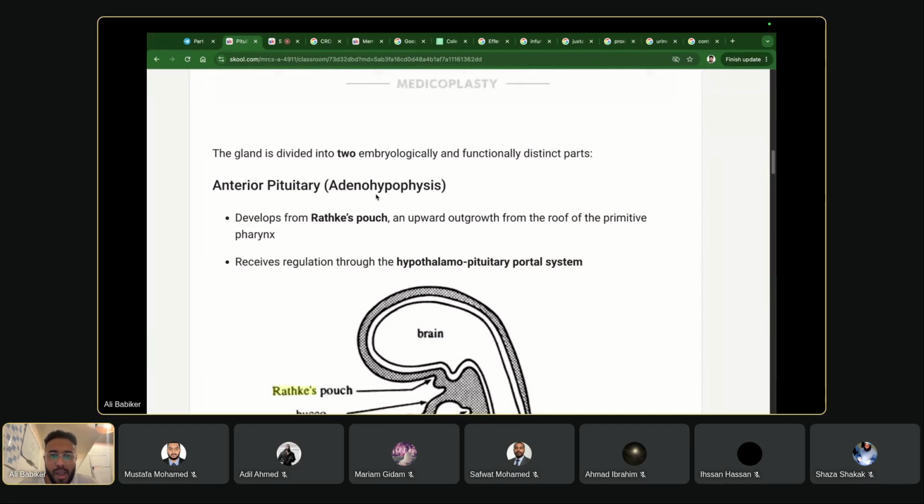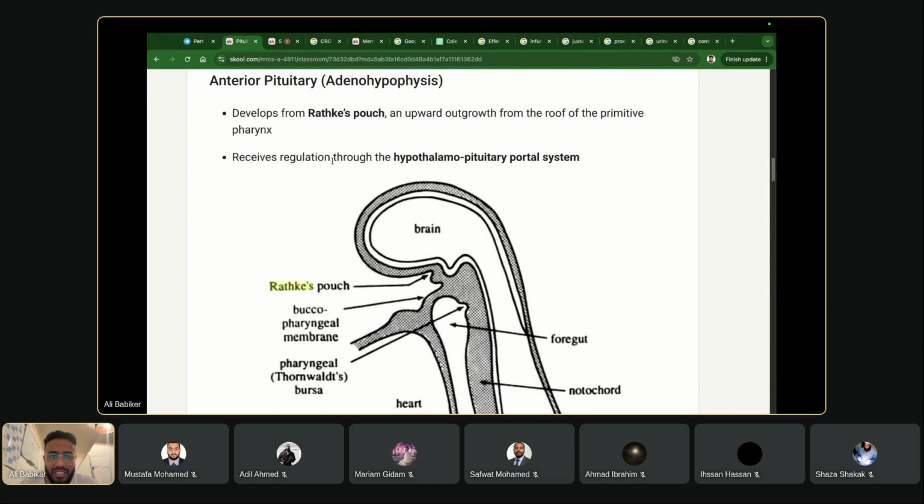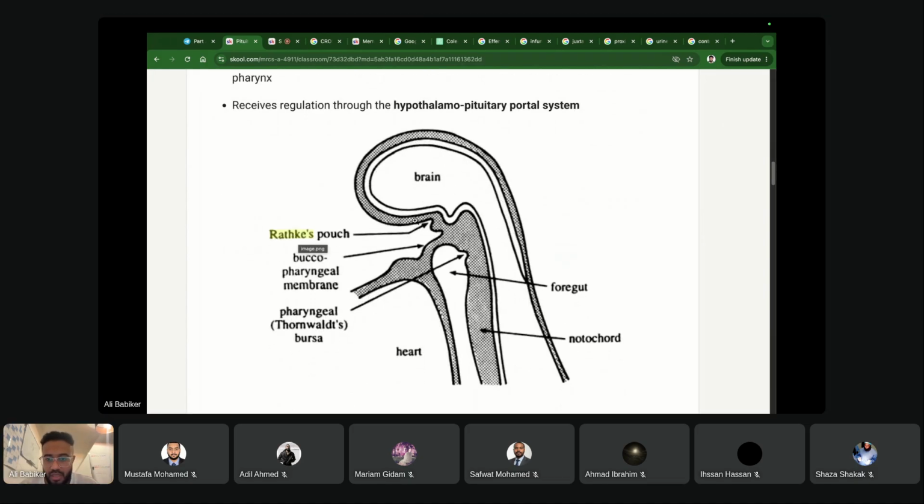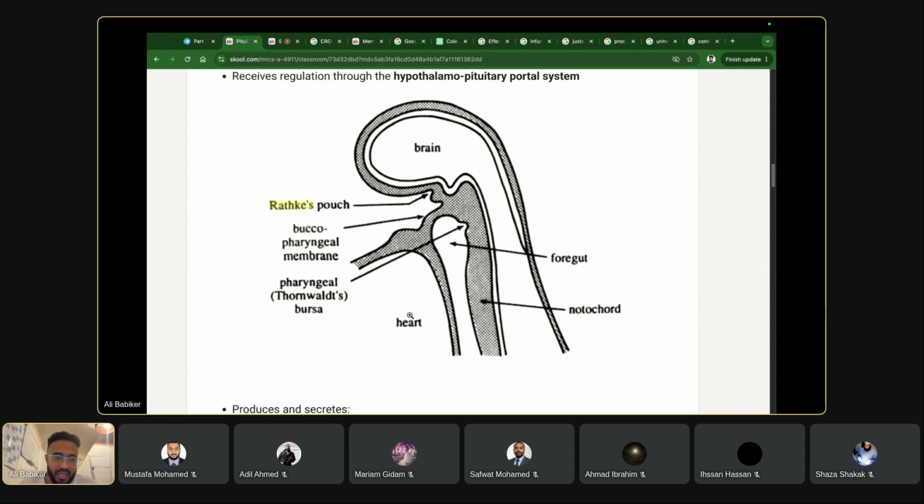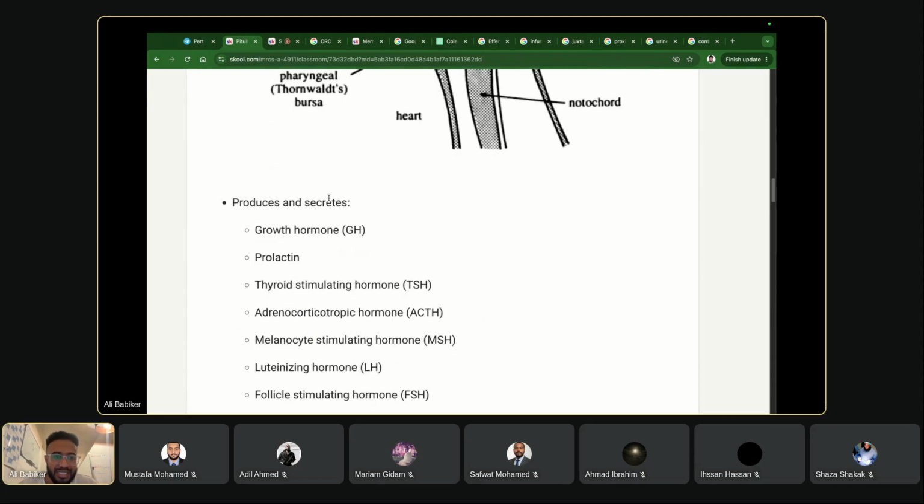We call it adenohypophysis. Developed from the Rathke's pouch, an upward outgrowth from the roof of the primitive pharynx. Receives regulation through the hypothalamo-pituitary portal system. So this is the Rathke's pouch here. This is the brain. This is where the foregut comes from, and this is where the heart comes from.